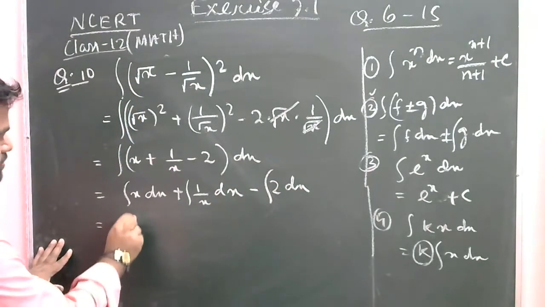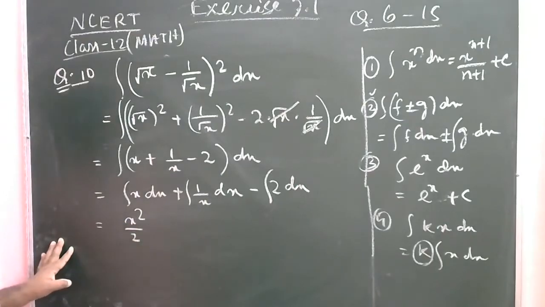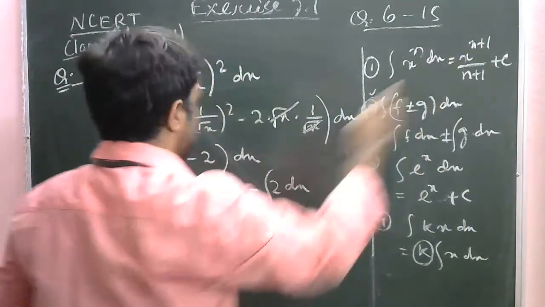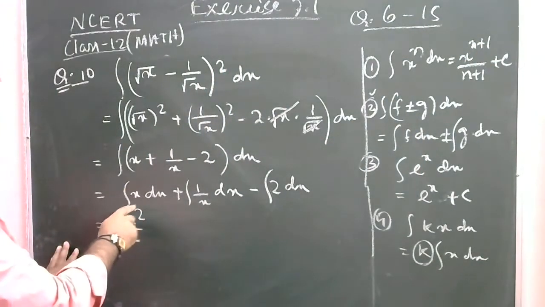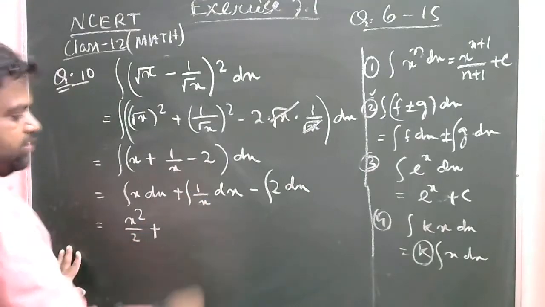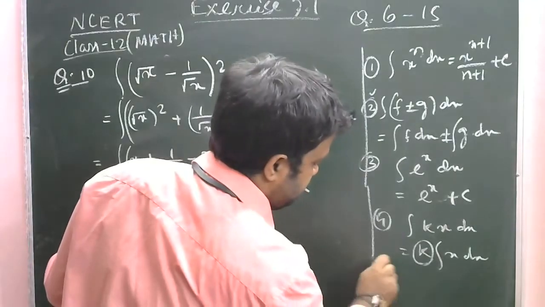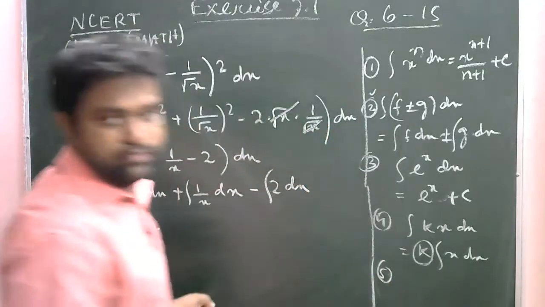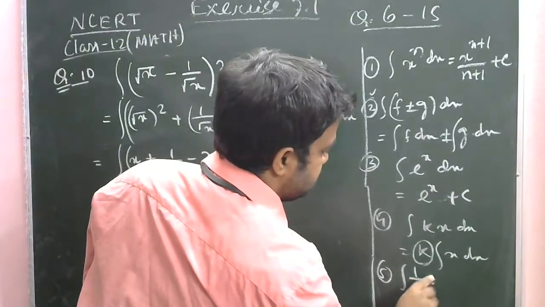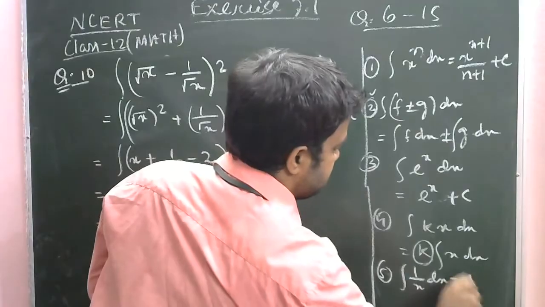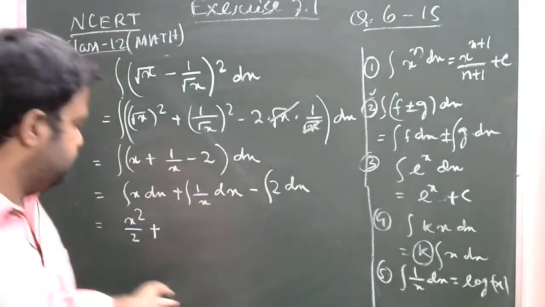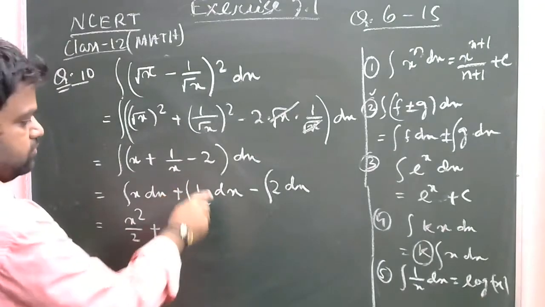X dx is x square by 2. Directly I am writing x to the power 1, 1 plus 1, x to the power n plus 1, that is 1 plus 1, 2 by 1 plus 1, 2. The integration of 1 upon x, this is one rule. Integration of 1 by x dx is log mod x. This is one more rule. That's why you should know the rules.